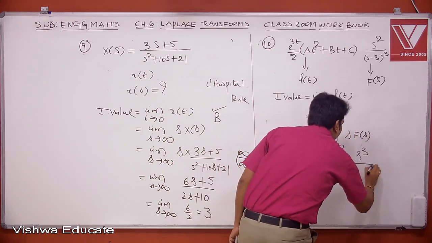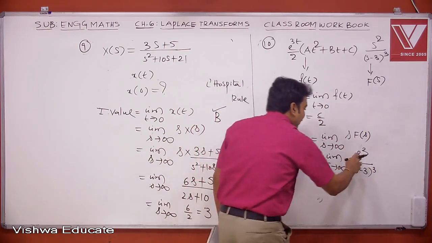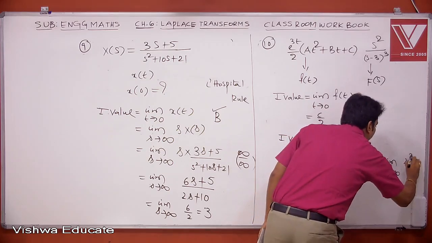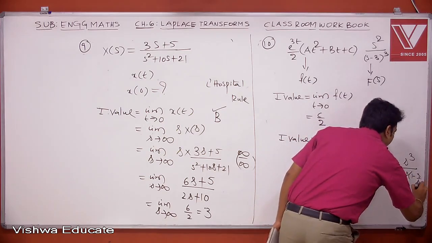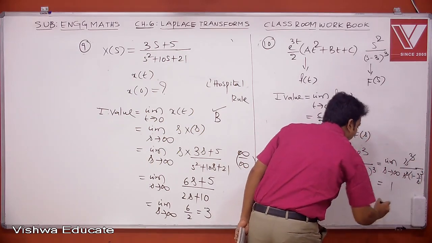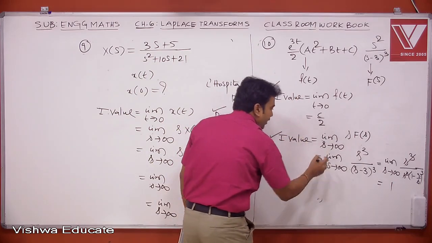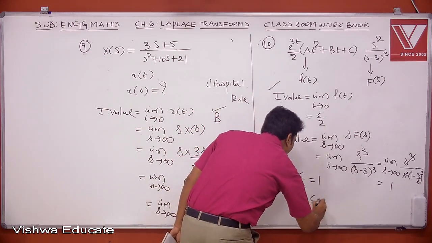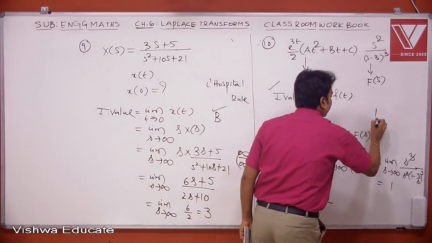So this is the limit as s tends to infinity of s³ / (s − 3)³. Now you can simplify by taking s³ common: the limit as s tends to infinity of s³ divided by s³(1 − 3/s)³. So s³ gets cancelled, replace s by infinity, and this is 1. According to the first method, the initial value is c/2. According to the second, the initial value is 1. So both must be equal. Therefore c/2 equals 1, so the value of c is 2. Therefore option D is the right answer.